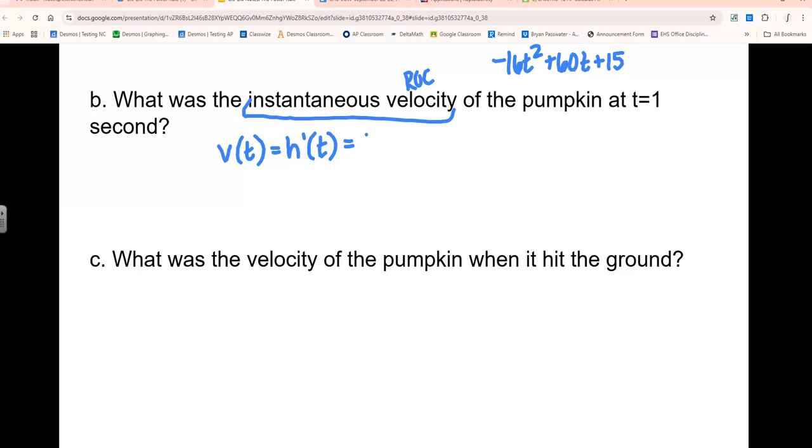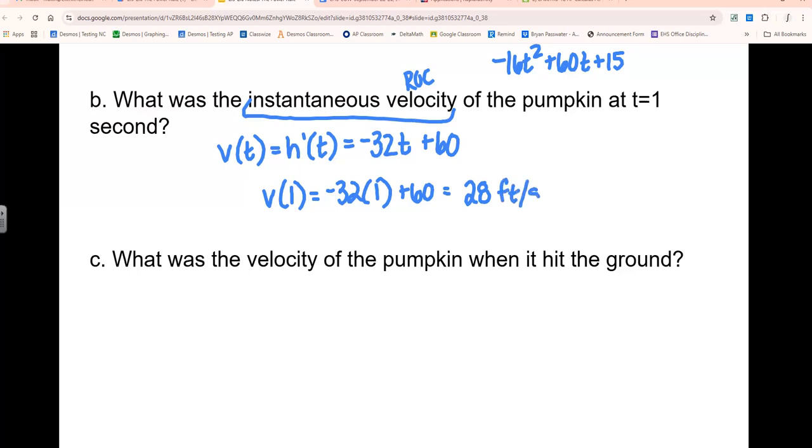So if we take the derivative, we get negative 32t plus 60. So if I want to know the velocity of the function, I just have to plug in 1 to this. So v of 1 is going to be negative 32 times 1 plus 60. So negative 32 plus 60 is going to give me 28 feet per second.